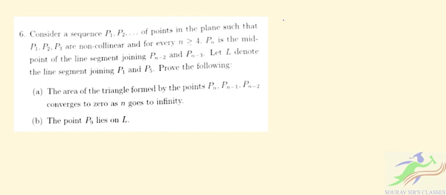So this question is from the 2022 ISI B.Stat paper. Question number 6 says: consider a sequence P1, P2, and so on of points in the plane such that P1, P2, P3 are non-collinear, and for every n greater than 3, Pn is the midpoint of the line segment joining Pn minus 2 and Pn minus 3.